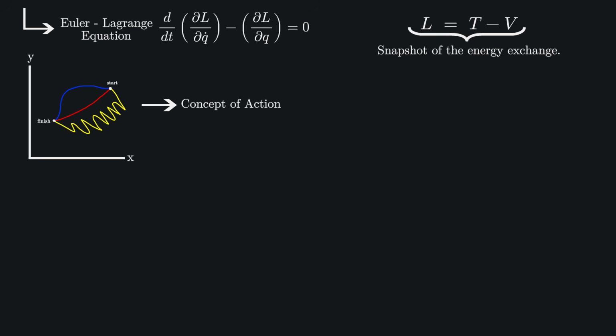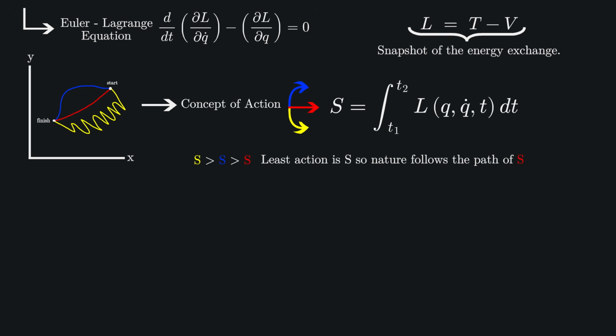Nature sums up the Lagrange values for every moment of the journey. This total sum tells us the cost of that entire path. We call this total sum action, and it is calculated as the integral of the Lagrangian over time. There are infinite paths a system can take, and every path has its own action value.